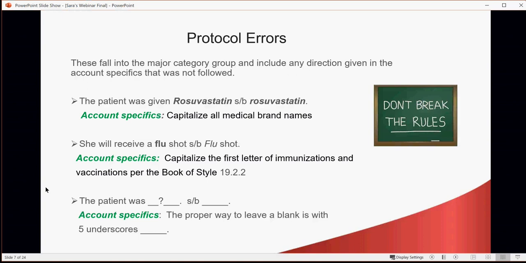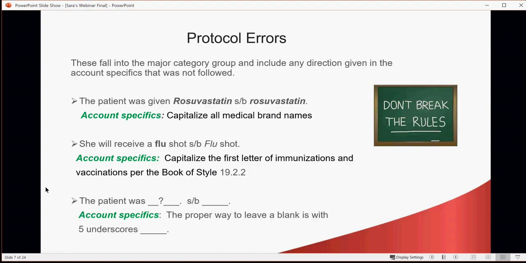The patient was, and the MT or student didn't understand the next word, so they put in a blank, but they've done it incorrectly. They've put 2 underscores, question mark, and then 3 underscores. It should be 5 underscores, and that's it. If you want to take a guess, you can put a space after the underscores, put your guess in parentheses, and that is the correct way to leave a blank.